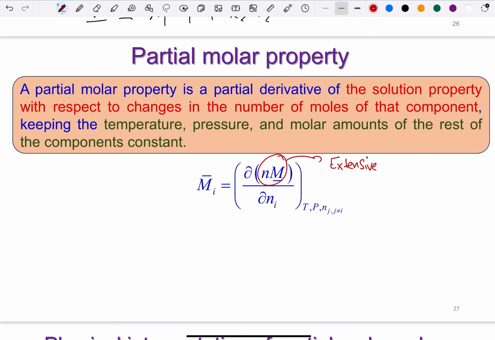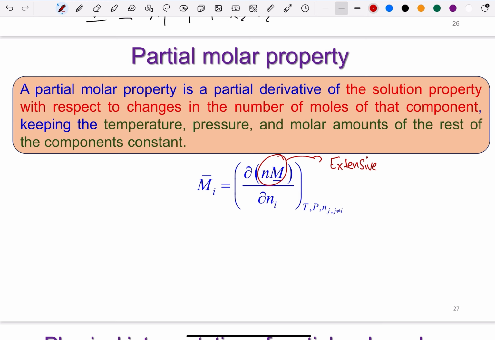So it's the derivative of this property, whatever you are considering, total volume, total energy, total entropy, with respect to the change in the number of moles of that component i, dNi, holding other moles constant and holding temperature and pressure constant. So we define it like this.